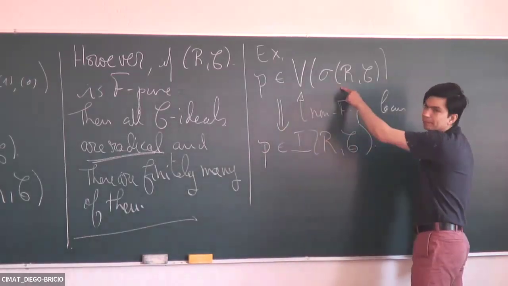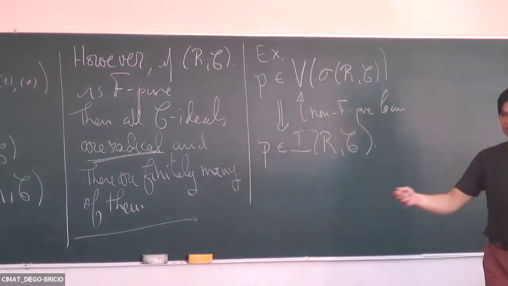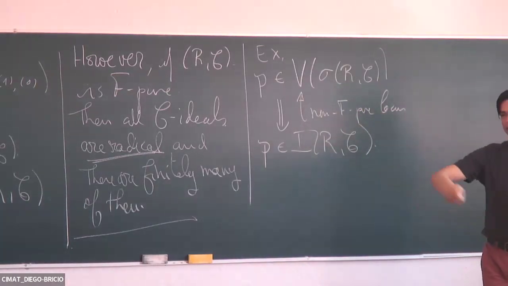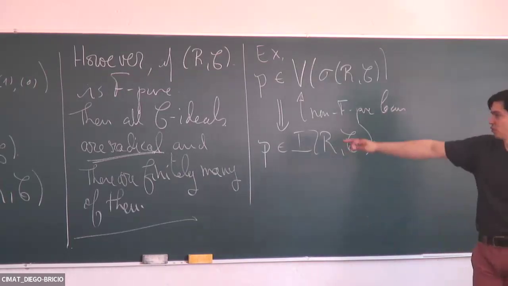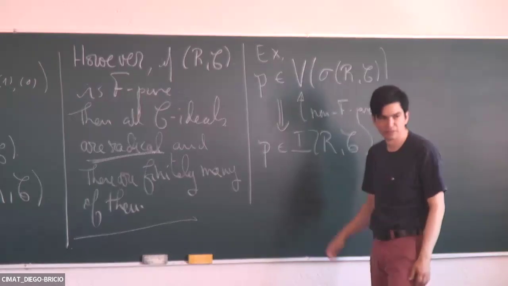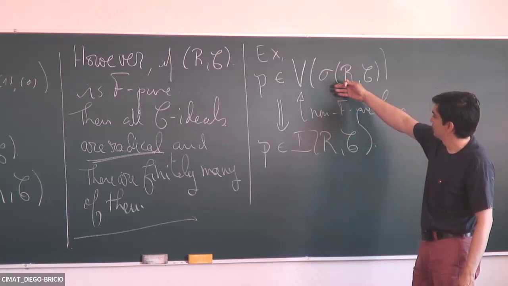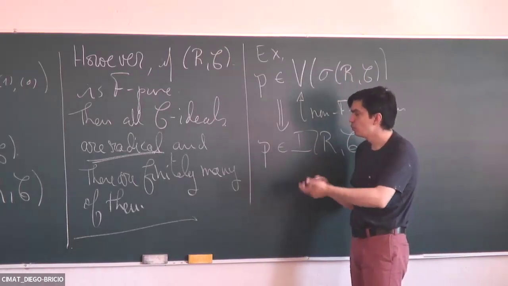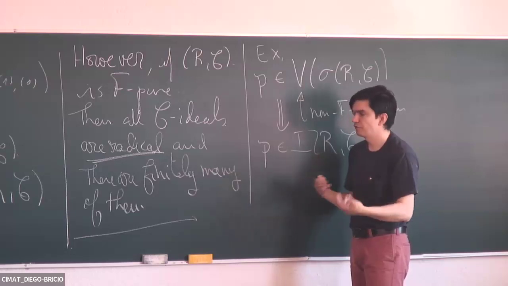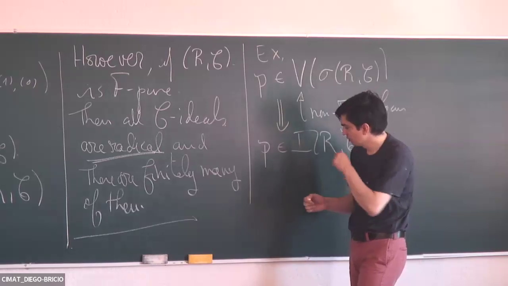And of course, there can be a billion elements there. You can cook it up so that you have an arbitrary subtle set. And of course, there are so many points there that there is no reason for that to be finite, right? So you see that the non-F purity of the pair tells you more or less whether or not there are finitely many of these primes. Okay?